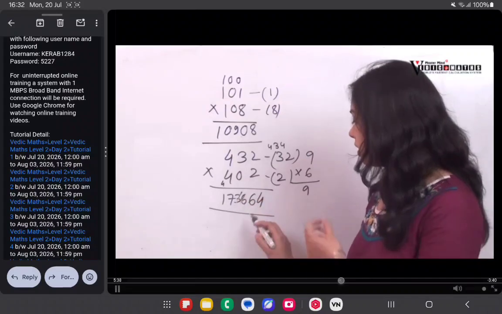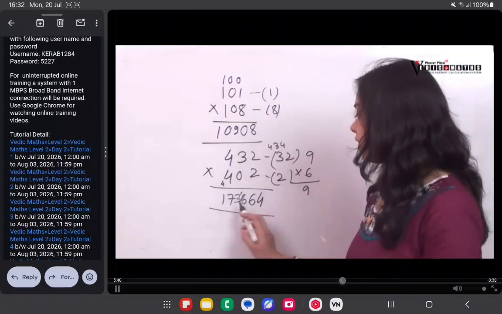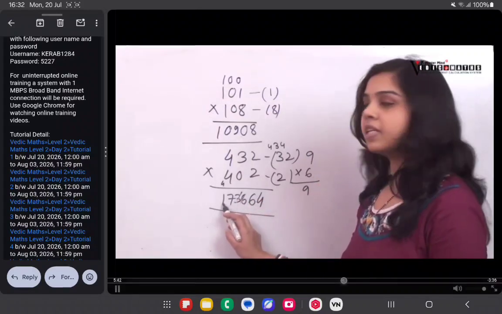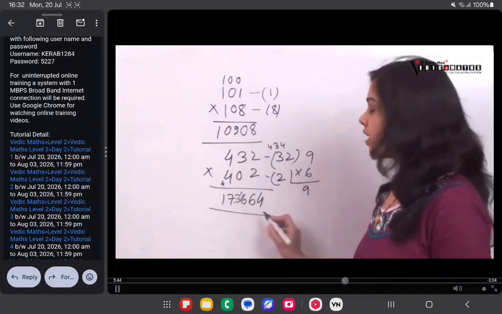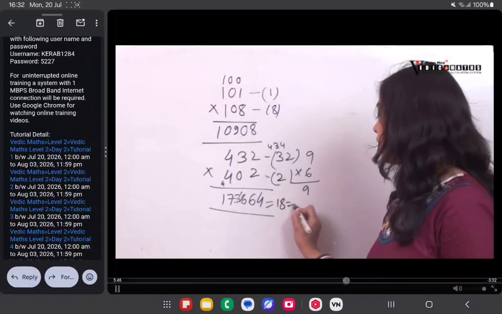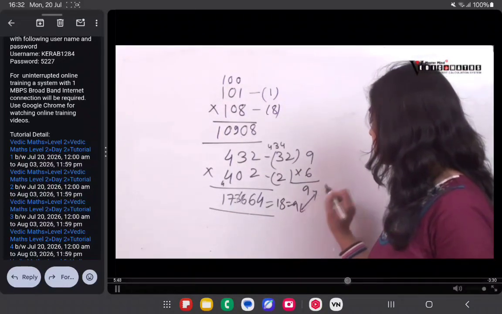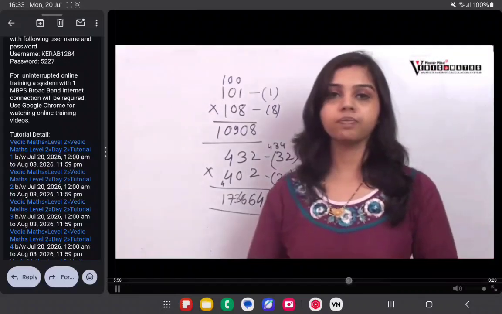6 plus 3 cancel. 6 plus 4 is 10. 10 plus 7 is 17, plus 8, plus 1, that is 18, again 9. That means our answer is correct.